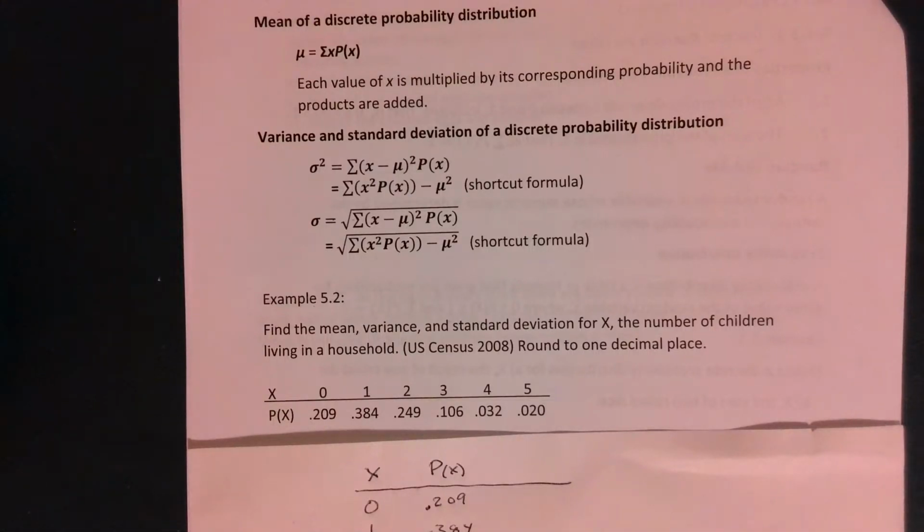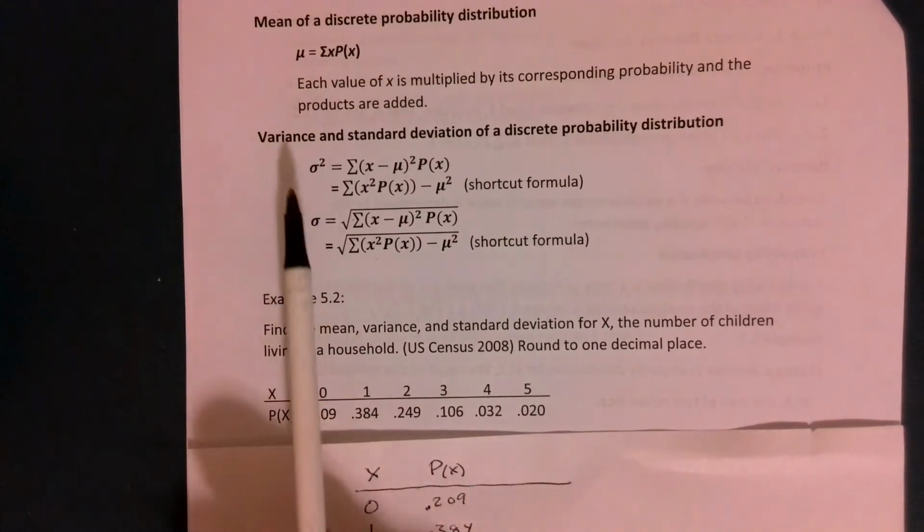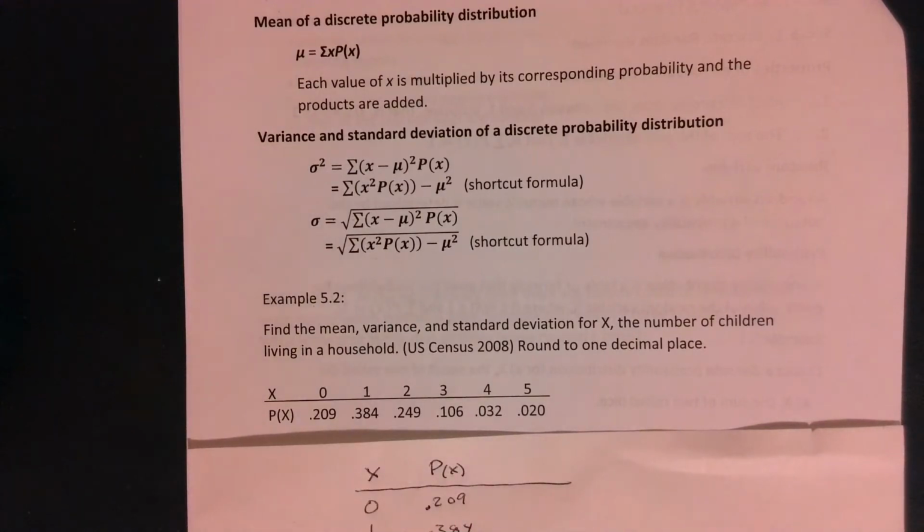Hello, in this video I plan to do a statistics problem, which is finding the mean, variance, and standard deviation for a discrete probability distribution. So we have a good example here. X is our random variable. It represents the number of children living in a U.S. household in the year 2008. So X ranges from 0 to 5, and we have our associated probabilities here.